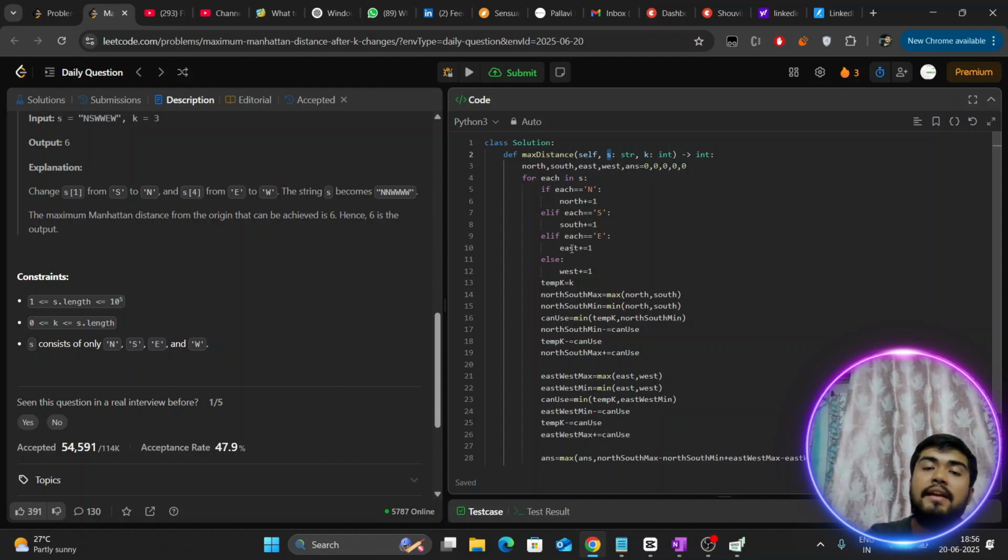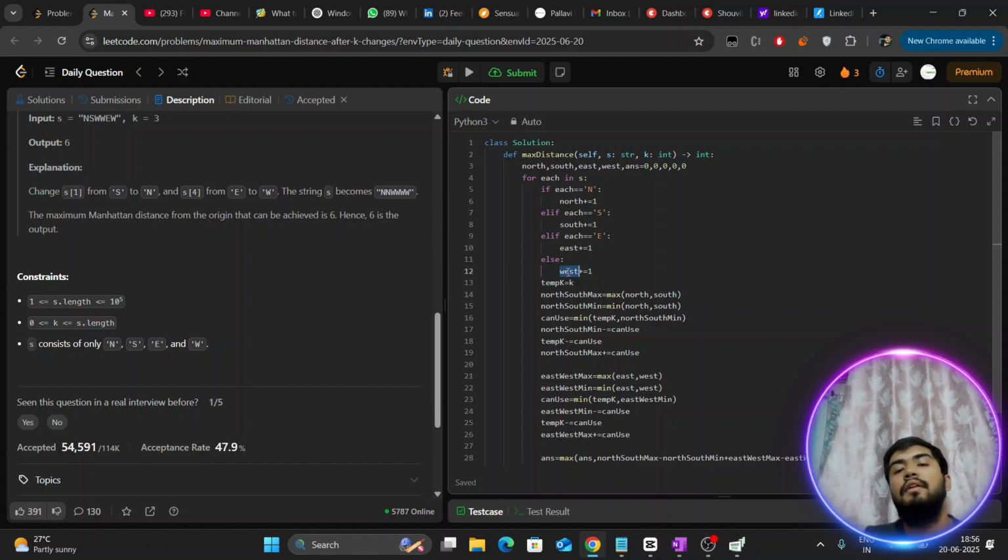East, increase east count. Else, increase west count. Done. Job done. Define your temp k with k, because we are not going to distort our k. We need a temp k.